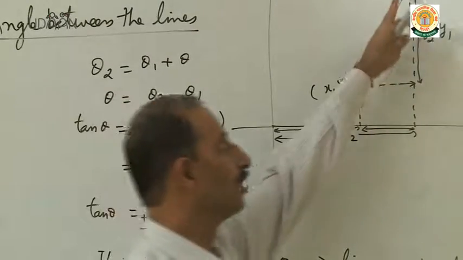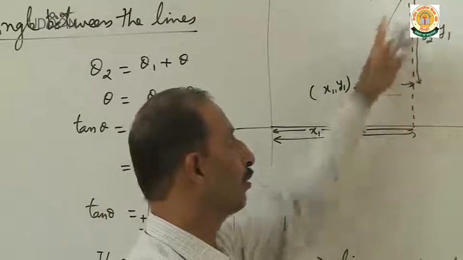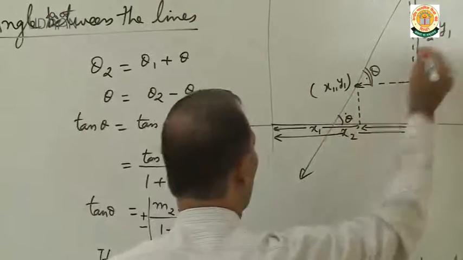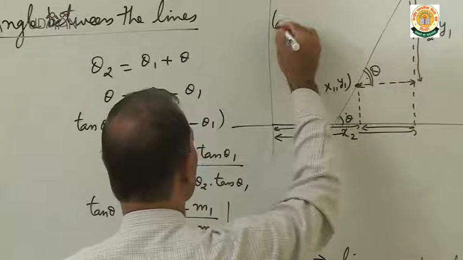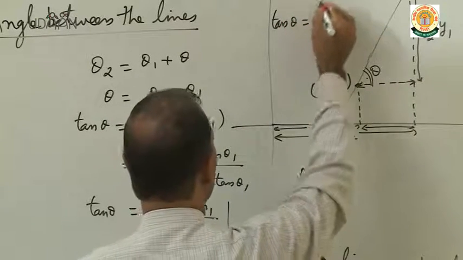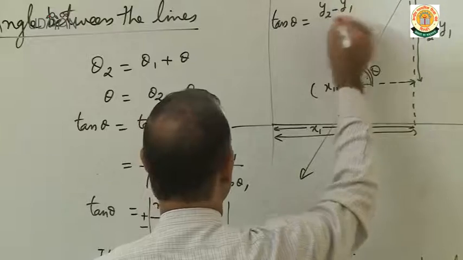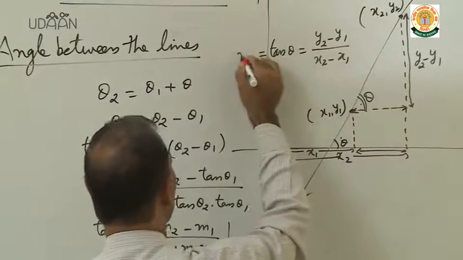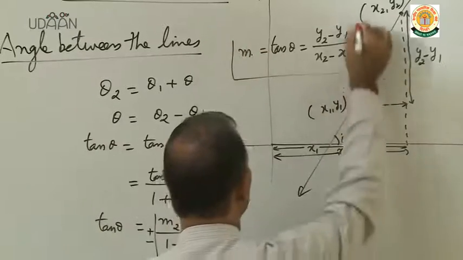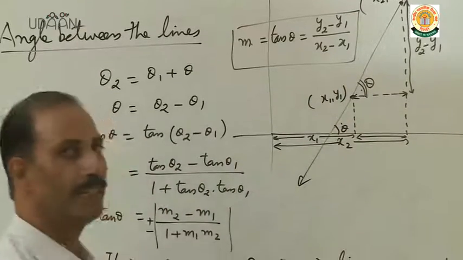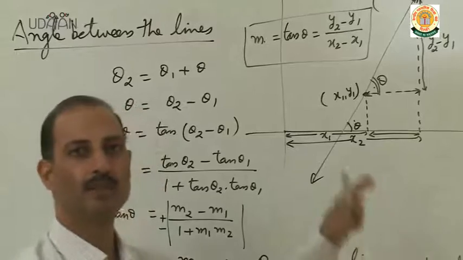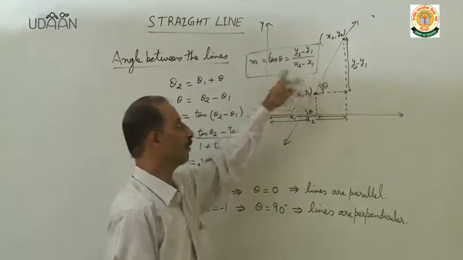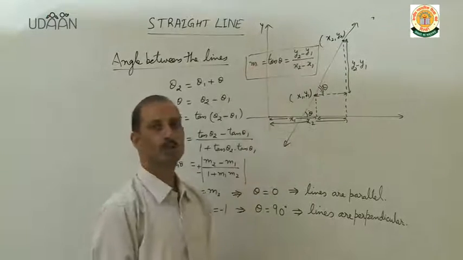So this angle will also be theta, because these are two corresponding angles. From this triangle you can see the value of tan theta is perpendicular upon base, that is y2 minus y1 upon x2 minus x1. So you got one more formula: the difference of the ordinates divided by the difference of the abscissas, y2 minus y1 upon x2 minus x1, also gives you the slope.